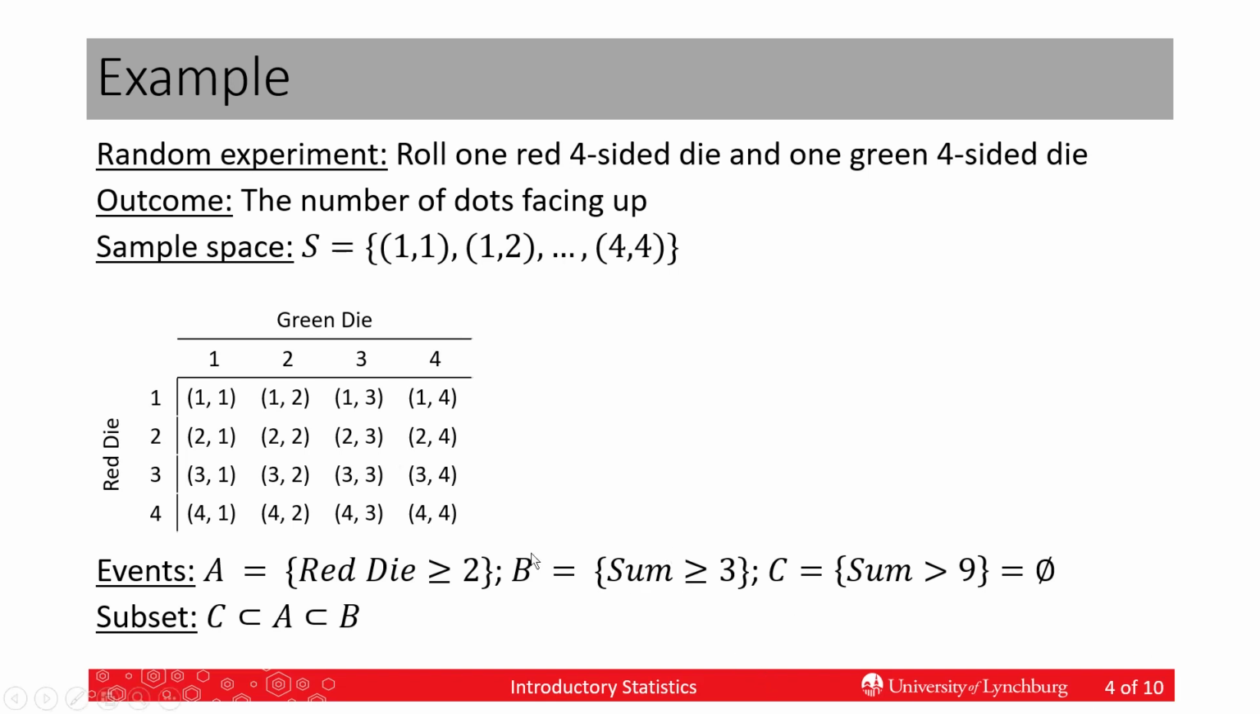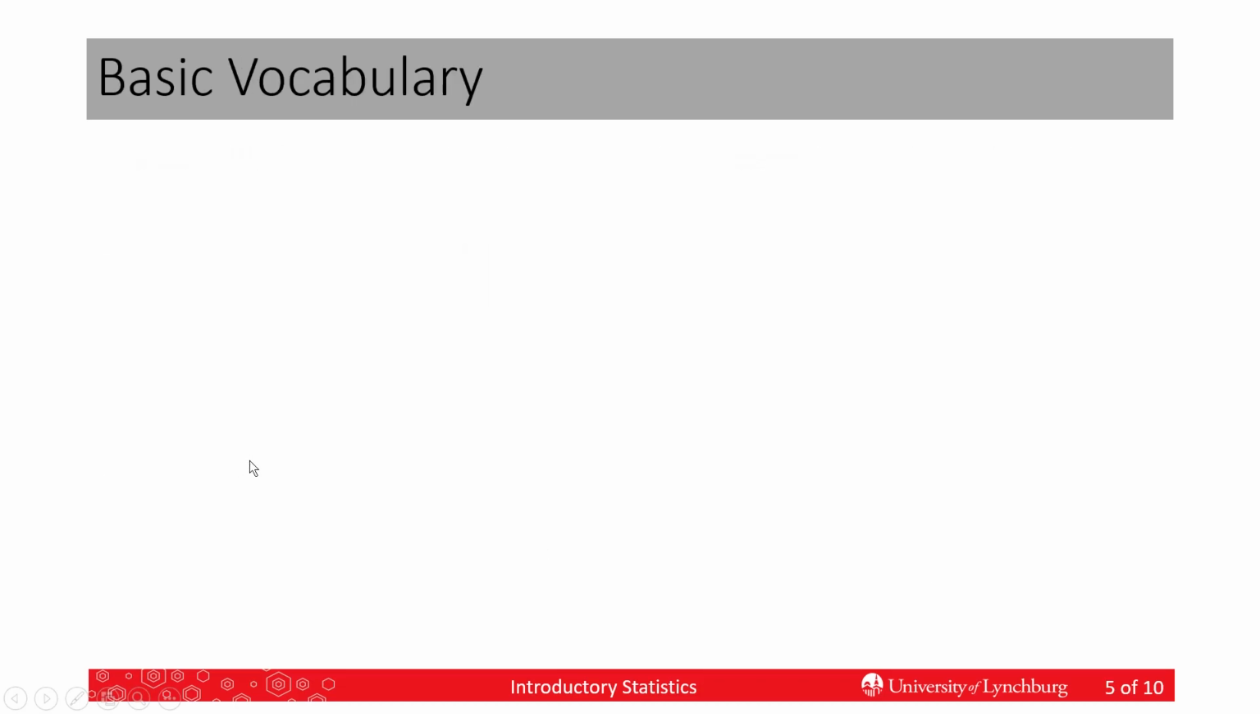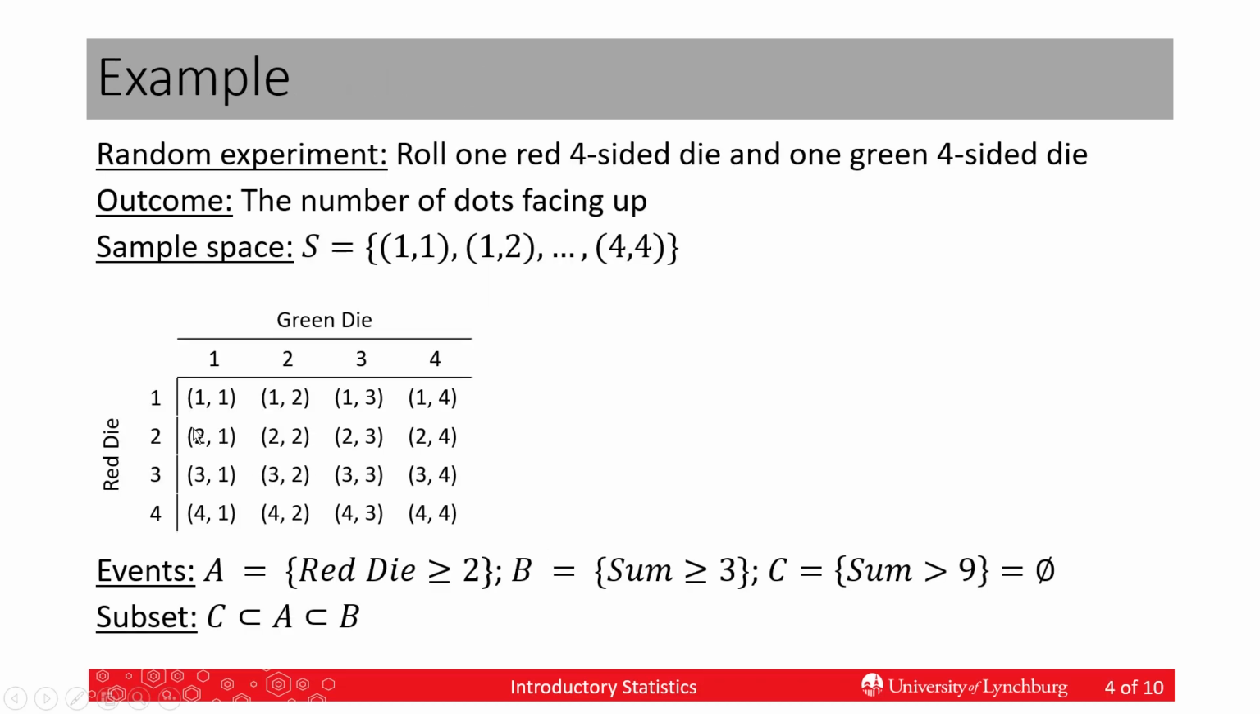Now, notice that the highest sum is going to be 8. So C is going to equal the empty set. And also notice that C is a subset of A, because it's a subset of every set, and A is a subset of B. B is that the sum is at least 3. So here we have 3 right here and 3 right here. And so it turns out that the diagonals have the same sum. So you'll see that 4, 4, 4.